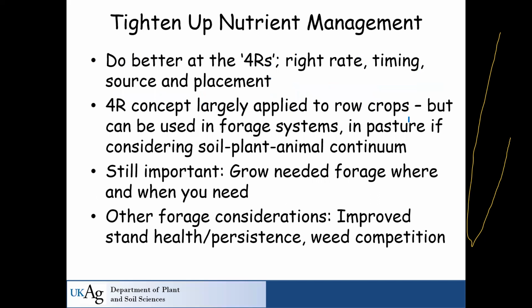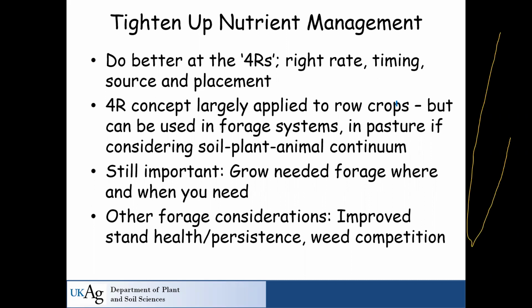What this means, of course, is we have to remain tight on our nutrient management, tighten it up a little bit more if we can. And we have to do better at what agronomists like myself call the 4 R's. We really have to work hard at getting the right rate, the right timing, with the right source and the right placement. Now, I will admit to you the 4R concept has largely been applied to row crops, but I argue it can be easily applied in forage systems, particularly in pastures, if you consider not just plants and soils, but also the animal component. And I'll touch on that.